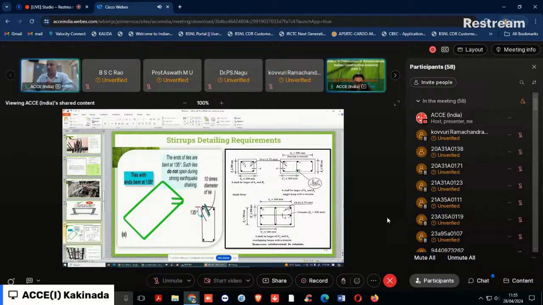Therefore, for the mantle requirement, 10 times the underhook length, subject to a minimum of 75 mm, and also you have the 135 degrees hook that is well anchored into the core concrete, and that is also necessary. And the other provisions are similar to your general codal requirements.